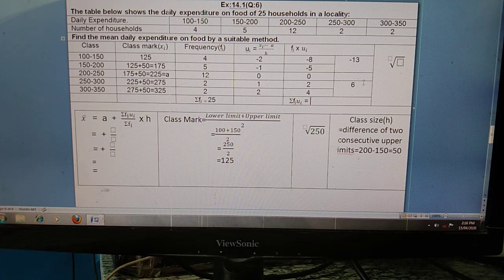Now sigma fiui will be -13 plus 6. So minus plus, 13 minus 6, it will be -7. We know very well, when we do subtraction, we give the greater number's sign to the answer. So we have sigma fiui as -7, that means the sum of fiui is -7.